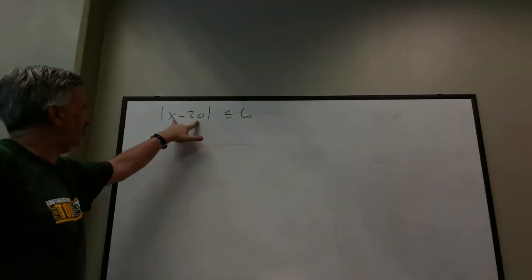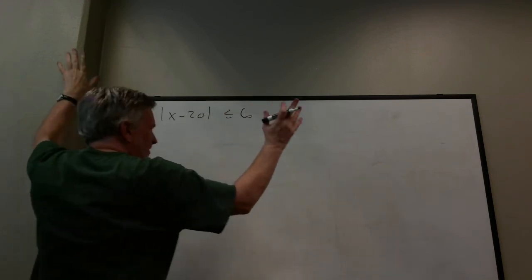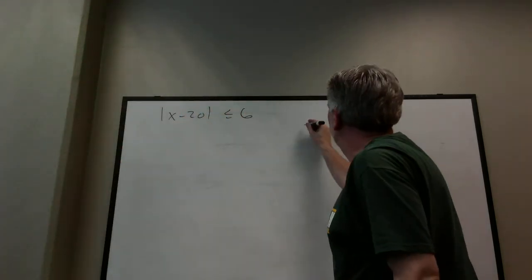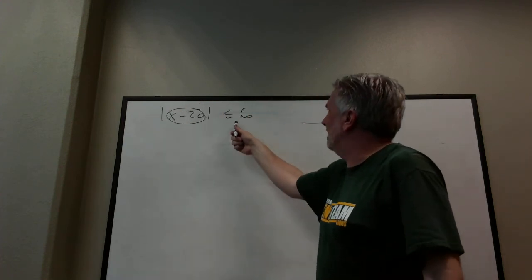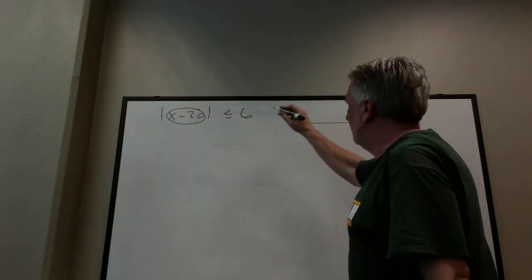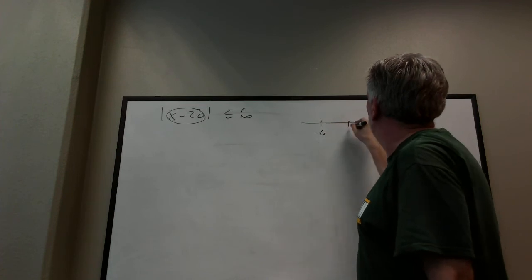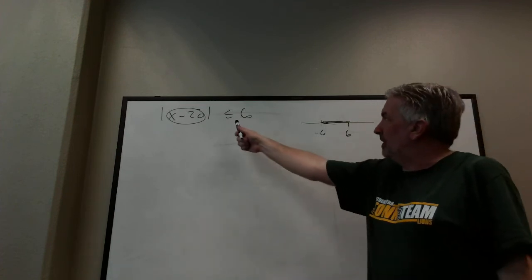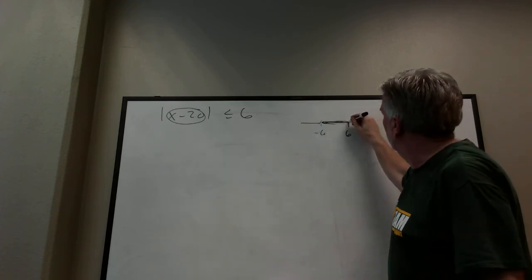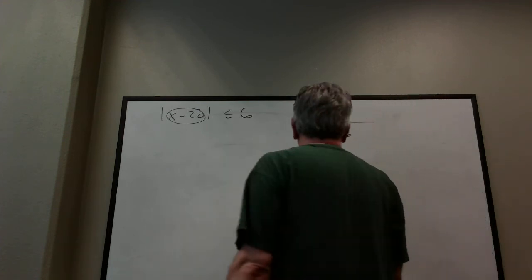So my y here is x minus 20. Right? So in terms of wrapping my head around the problem, think of this as y. If the absolute value of y is less than or equal to 6, that means the stuff in the absolute value is between minus 6 and 6, isn't it? And notice because it's "or equal to," it would actually include the 6 and minus 6.